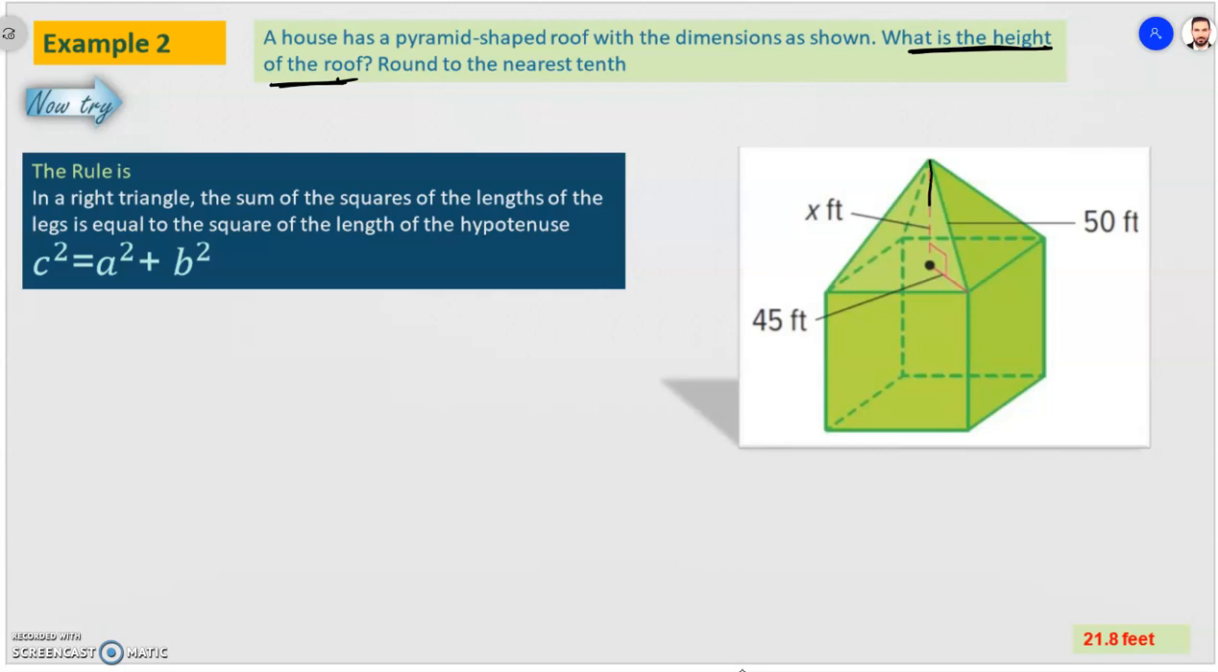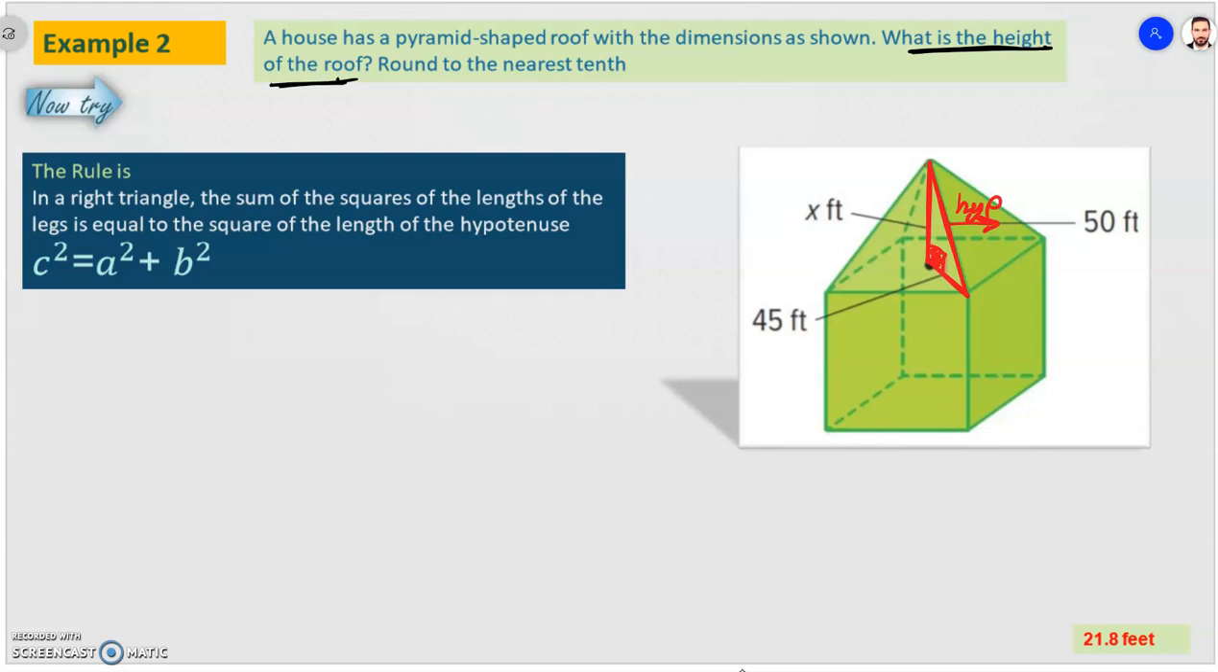What is the height of the roof? How can I get the height of the roof? This figure is a right-angled triangle. And in the right-angled triangle, this is the hypotenuse.